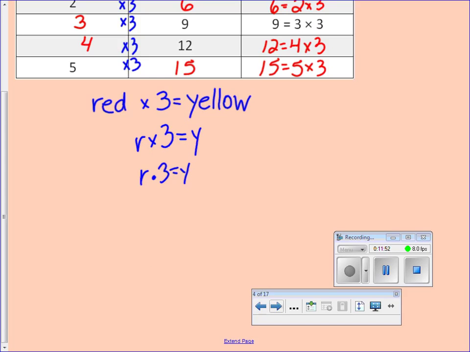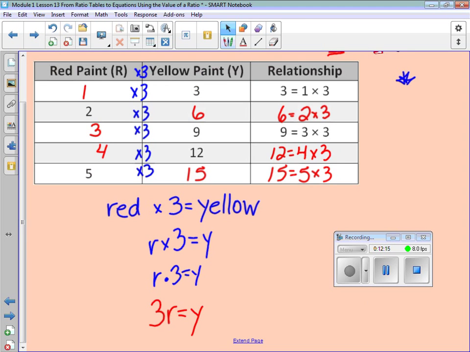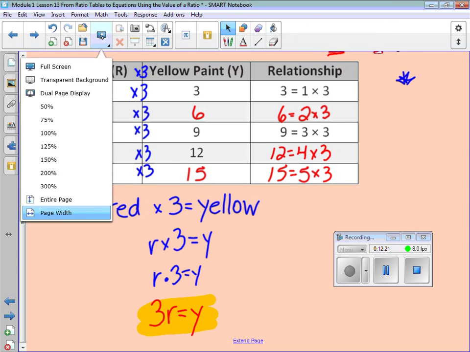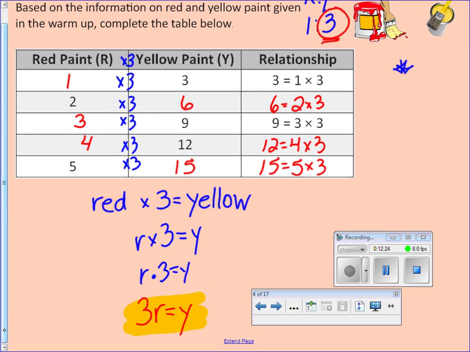Multiplication is so extra special that you don't even need to use a symbol. It's true. I know, but it's true. Did you know that you could just write 3R? Actually, I'm going to change colors. You can write 3R equals Y. And that, boys and girls, is the focus of today's lesson. That is the equation that represents that table. But there's more. I'm not done yet.